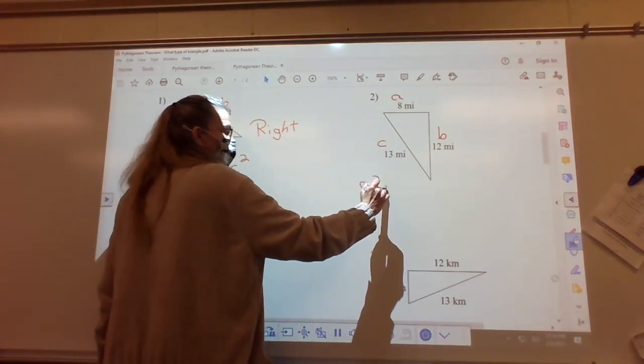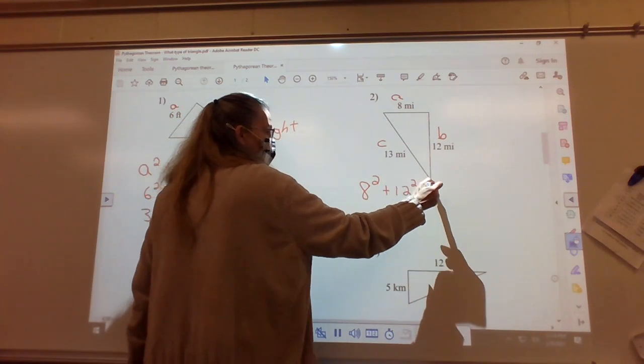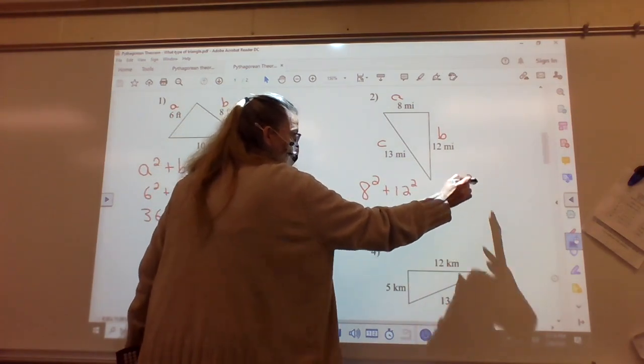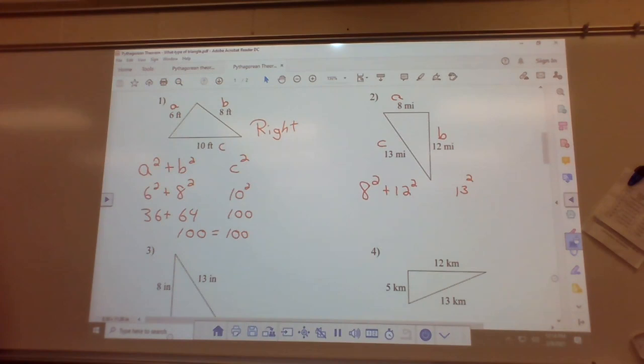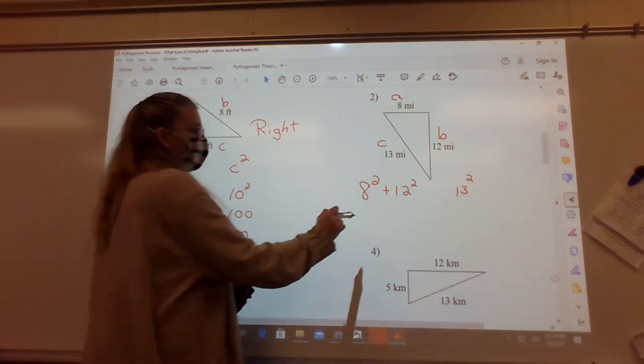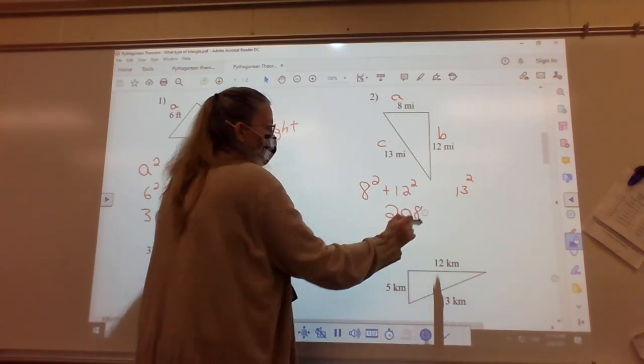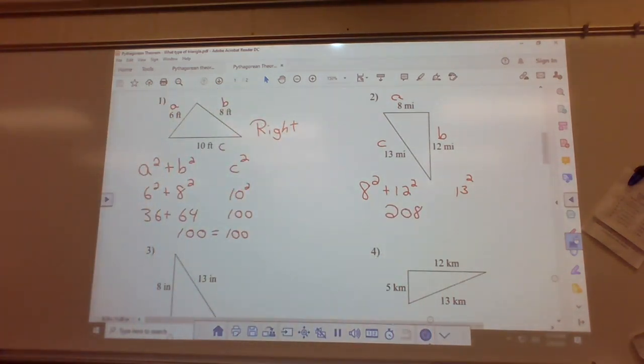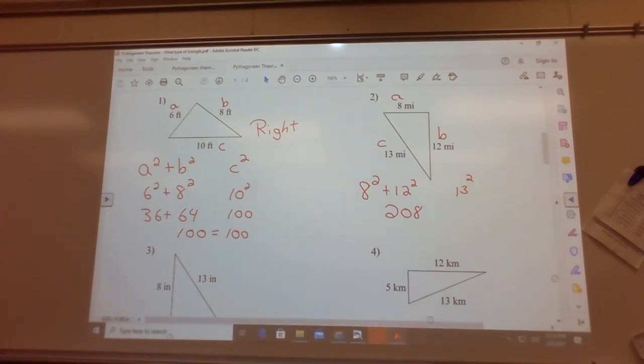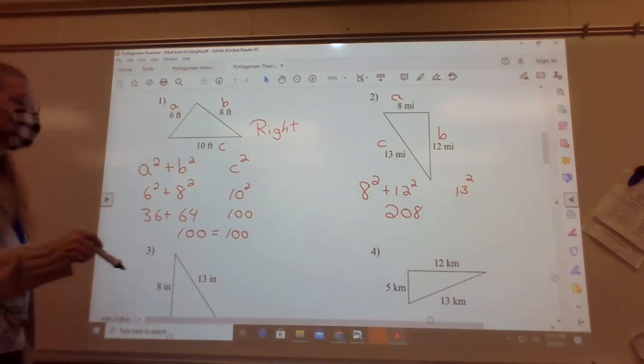8 squared, 12 squared. I want to see how it compares to 13 squared. That's my set. Now, if you're using a calculator, you might be able to just type in 8 squared plus 12 squared, hit equals, and you get 208. So that's a 208 there. Because your calculators know order of operations. Most phones don't. If you try to type it in, it's probably not going to give you the right answer if you're using your phone. 13 squared is 169.